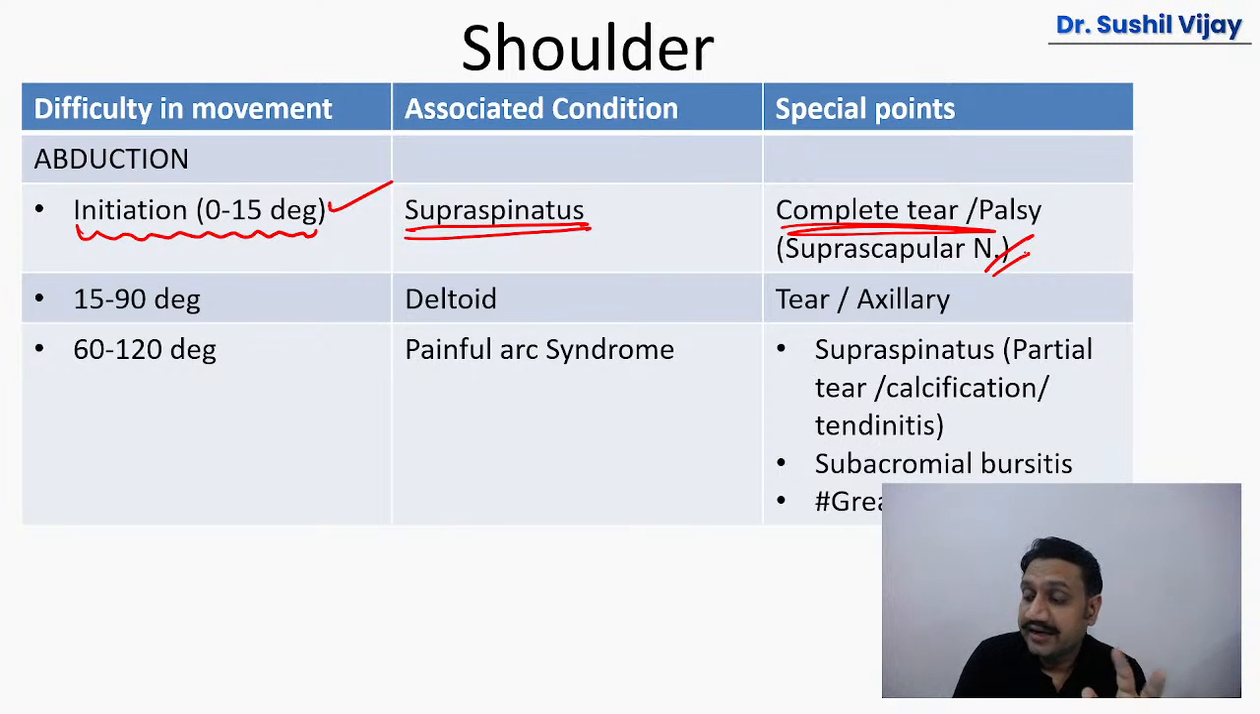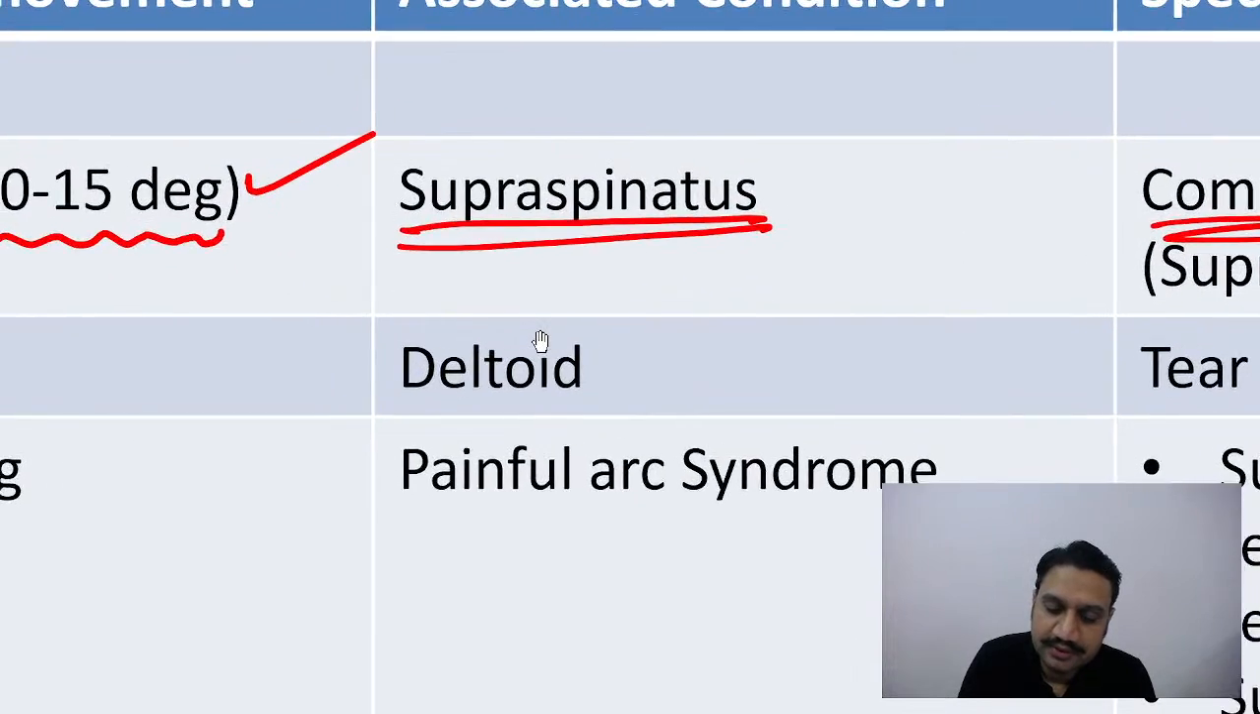Only two things. If the question says the patient is able to initiate it, but then he cannot continue it, 15 to 90 degrees, then this is very, very important. What do you call this? A 15 to 90 degree problem will be related to what? It is related to our deltoid. It is related to the deltoid. Okay.